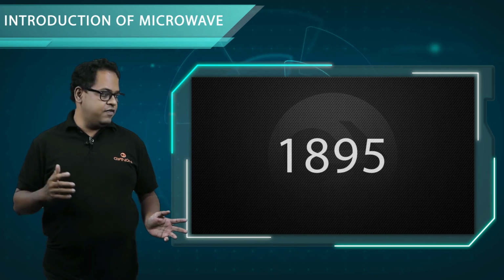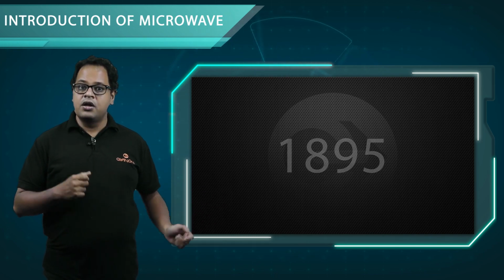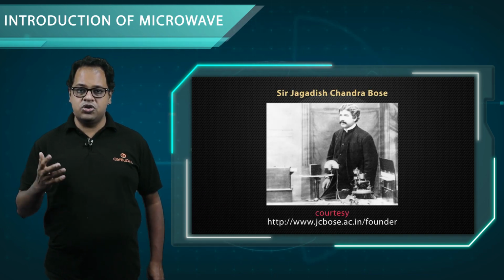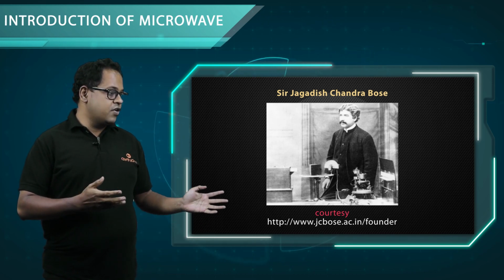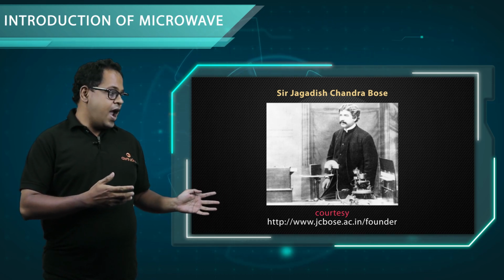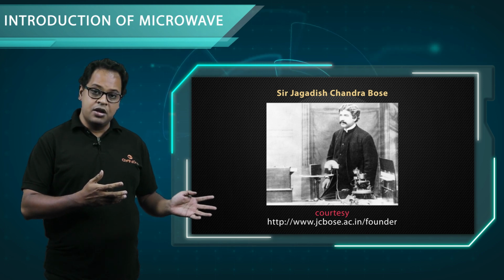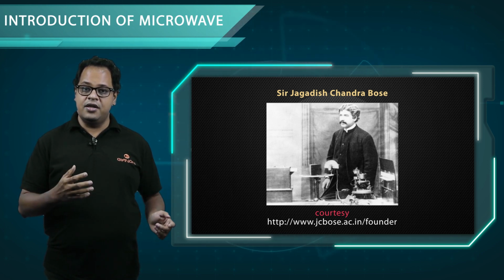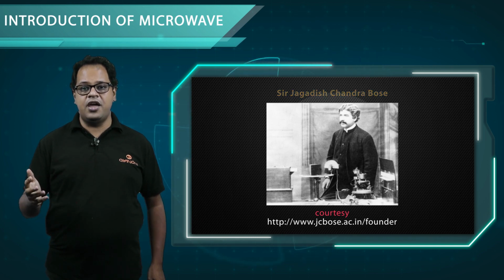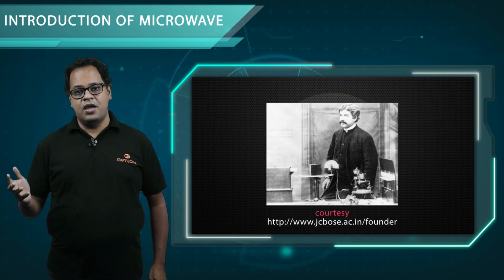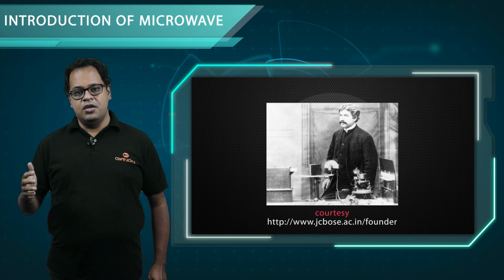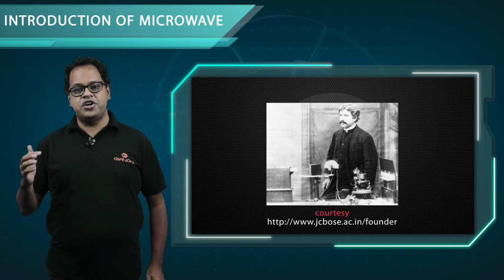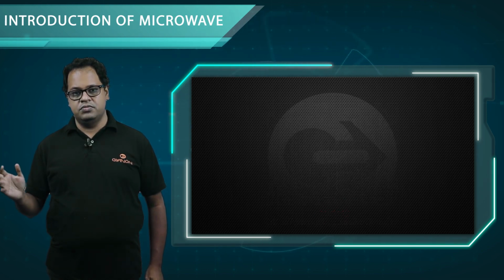In 1895, one Bengali, Acharya Jagadish Chandra Bose, derived the waveguide theory, and in 1899 he derived the property of hollow waveguide. It is said that he was 150 years ahead of his time, and at that time he derived the 5th generation wireless communication.